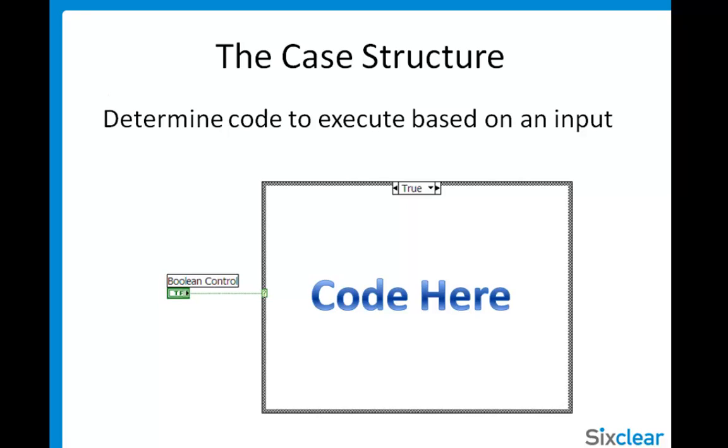A case structure can conditionally determine blocks of code to execute based on an input. For you text-based programmers out there, this is similar to an if-then-else, switch, or case statement. Now, what determines what will execute? In this case, it's this Boolean control that we see right here. And here's the corresponding Boolean switch on our front panel. Now let's head into LabVIEW and see how to program this.